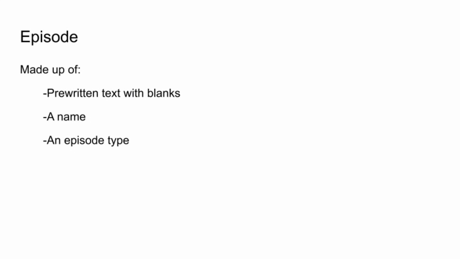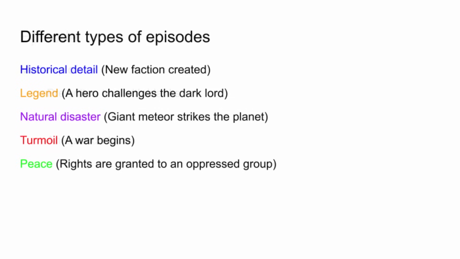So, here was my plan. The history of Cult Game Worlds would consist of a series of episodes, which are essentially pre-written bits of text with blanks to fill in that are relevant to the things that exist in the world. These episodes come in 5 different types: historical detail, legend, natural disaster, turmoil, and peace. To generate a history, we make a random weighted choice using the Roulette Wheel Selection Algorithm to choose an episode to add to our series of episodes that make up our history.